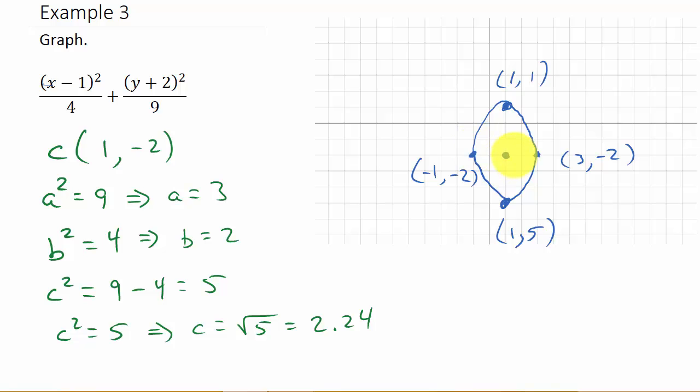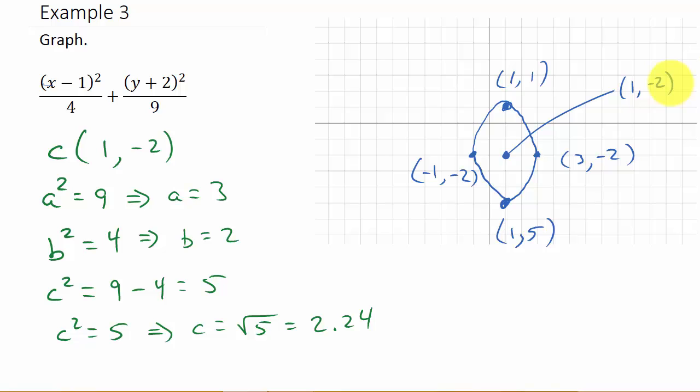And you can label this. I don't know if I got enough room. I'm not going to have enough room because I've got to put the foci in there. But you can label that. You can arrow into it, maybe like this, and put 1, negative 2.